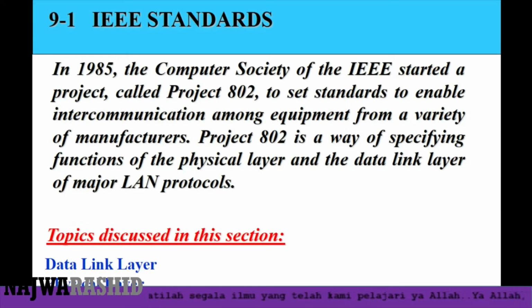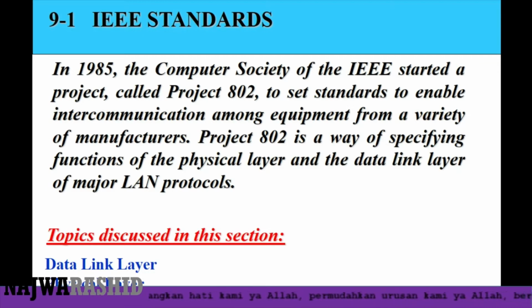Okay, in 1985, the Computer Society of the IEEE started a project called Project 802. This project was set up in order to create a standard that allows communication among a variety of equipment from different manufacturers. So Project 802 is a way of specifying the functions of the physical layer and the data link layer of the major LAN protocols.